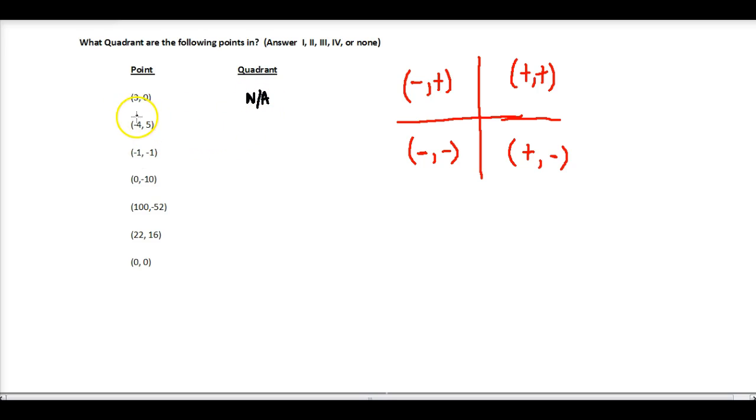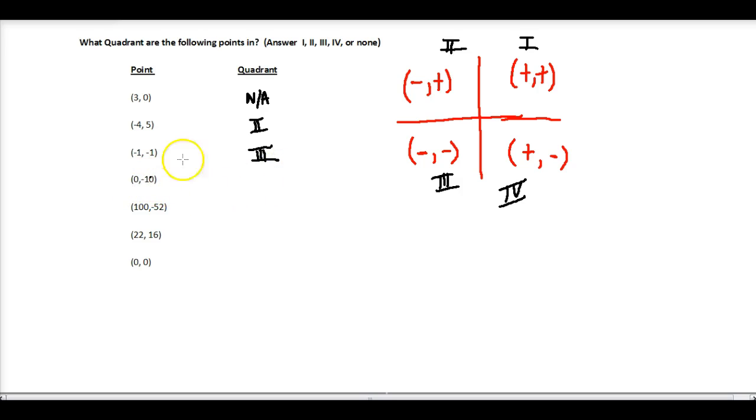So our next point, (-4, 5). We see that x is negative and y is positive. This has to be in quadrant number 2. And remember that when we name our quadrants, we name them in a counterclockwise fashion. Okay. The point (-1, -1) matches negative, negative, so this would be quadrant 3.